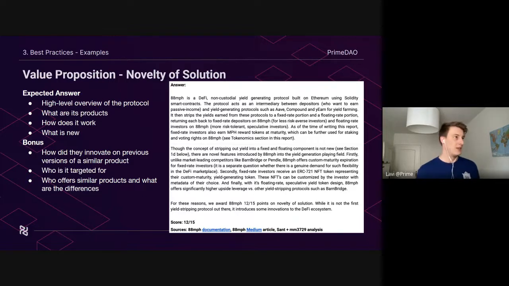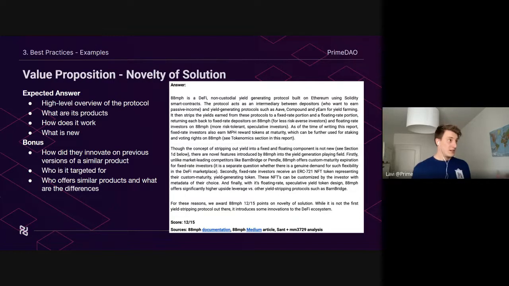And what makes this answer really good and high quality is that, first of all, they provide an easy overview of what the protocol is. What does it do? It's a non-custodial yield generating protocol built on Ethereum using Solidity smart contracts. The protocol acts as an intermediary between depositors who want to earn passive income and yield generating protocols such as Aave, Compound, and Yearn for yield farming. So a pretty simple one-liner of what it does.